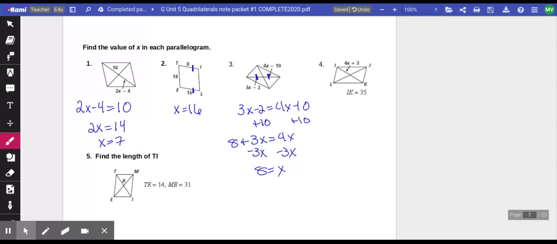So number 4, I know that IK is the whole thing. So that's 4x plus 3 equals half of that. So that's 35 divided by 2. So that means 4x plus 3 equals 17.5. So 4x equals 14.5, which means x equals 3.625.